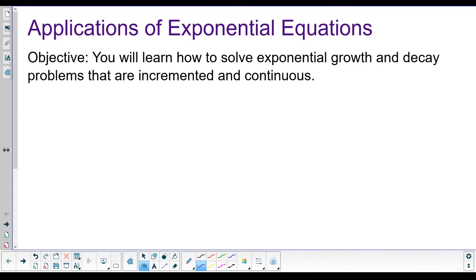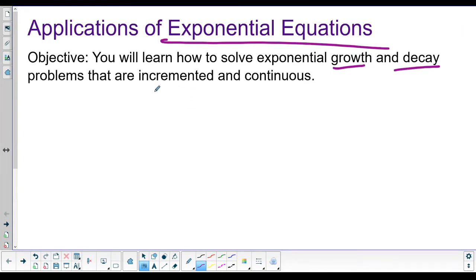Hey, what's up, everybody? Today we're going to talk about applications of exponential equations. And really, we're just going to talk about money. We're going to look at how to solve exponential growth and not so much decay, but we'll talk about decay problems as they relate to exponential equations.